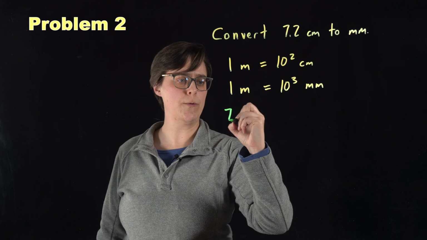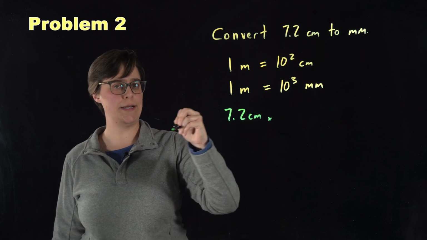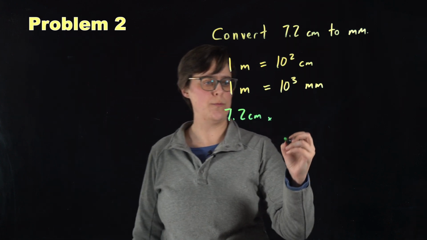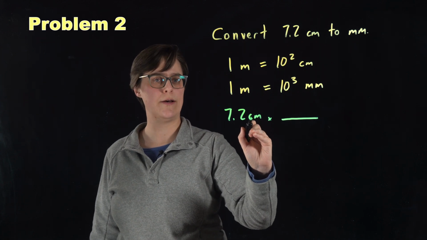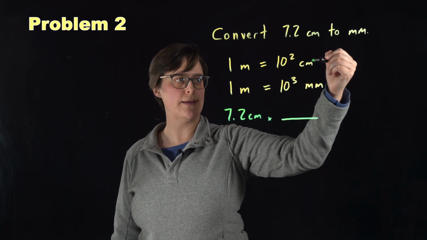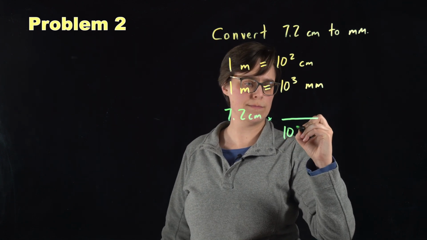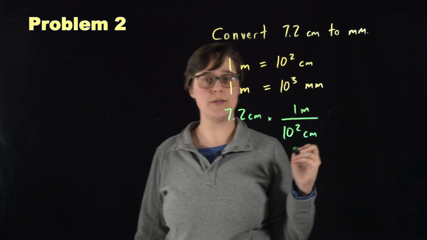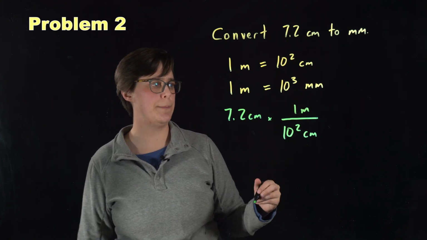Starting with the value that we know, 7.2 centimeters, I am going to first convert from centimeters to meters, and then from meters to millimeters. So let's just do this on the fly. I want my units of centimeters to cancel out, so I need the equality that contains centimeters. And because I want them to cancel out, I need this 10 to the second centimeters in the denominator, and the 1 meter in the numerator. So at this point, centimeters divided by centimeters cancels out, and our units are meters.